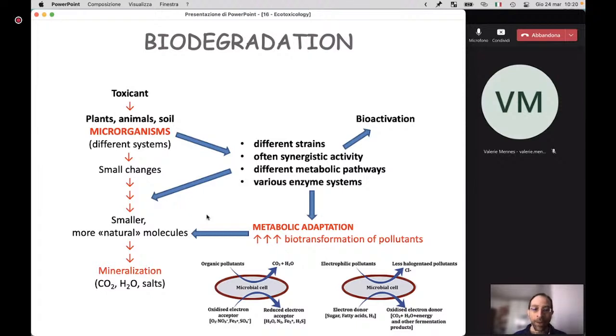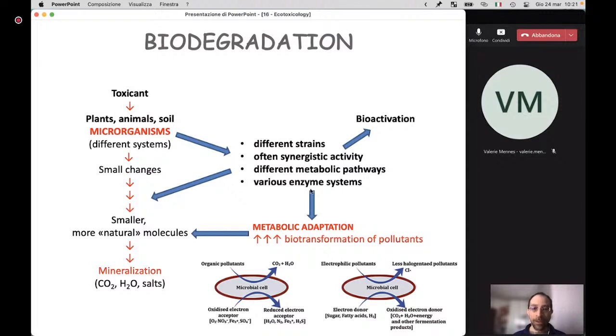So if one species alone degrades 1 gram of toxicant, 2 species together will not degrade just 2 grams, but for example 20 grams, okay? Or produce a much faster degradation, okay? Since each species, each strain has different metabolic pathways and different enzyme systems. So they can cover most organic and inorganic structure and can degrade practically everything.